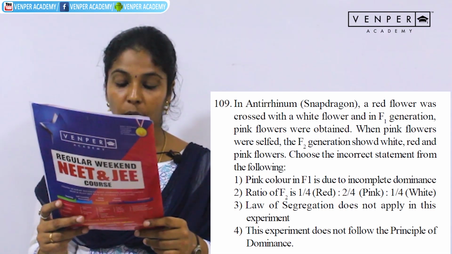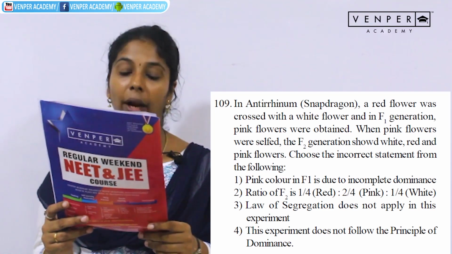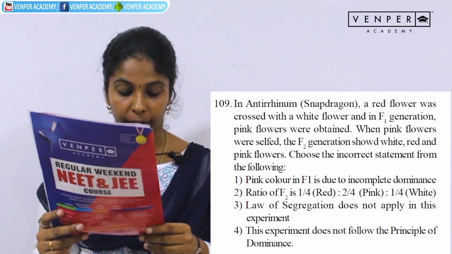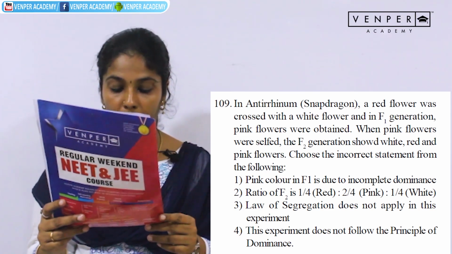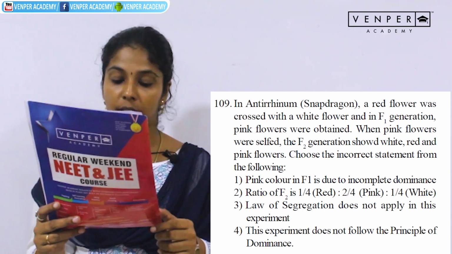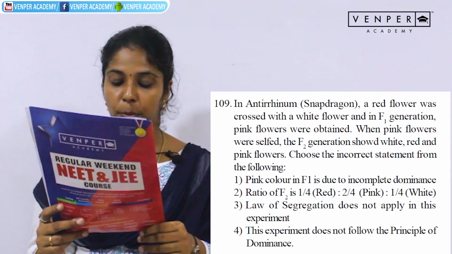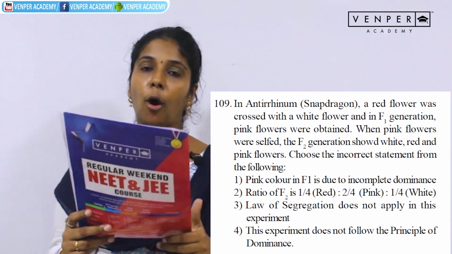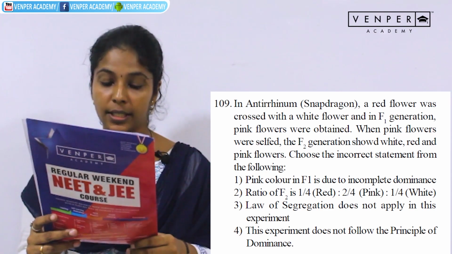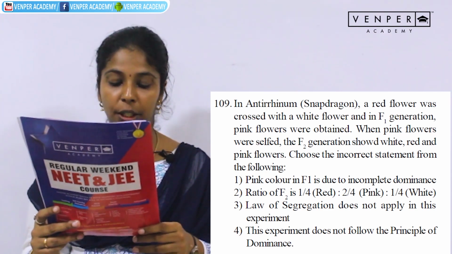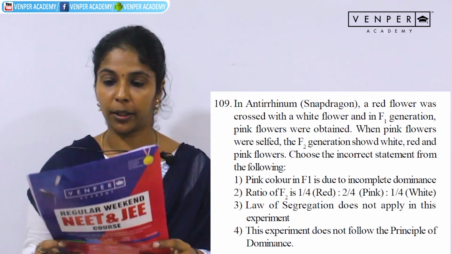Option 2, ratio of F2 is 1 by 4 red is to 2 by 4 pink is to 1 by 4 white. This statement is also correct. Option 3, law of segregation does not apply in this experiment. This is wrong. Option 4, this experiment does not follow the principle of dominance. This option 4 is correct. This experiment follows incomplete dominance. So the incorrect option is option 3. Law of segregation does not apply in this experiment.